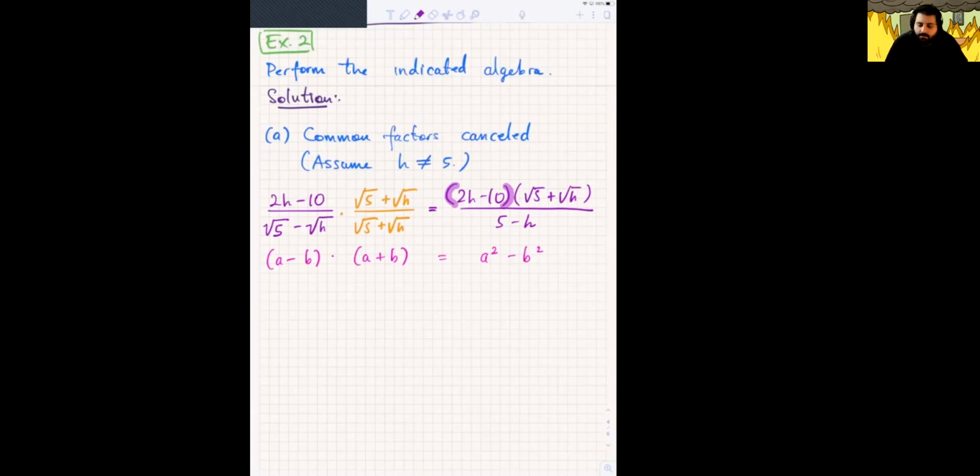Okay, cool. All right, now what can we do? Factor. I'm actually going to factor out a negative 2, only because I want it to look like the denominator. And that means I'm left with 5 minus h up top. And because h is not equal to 5, I can cancel those factors, right? And then I'm left with negative 2 times square root 5 plus square root h. And we're all done, right? There's no more factors to cancel.